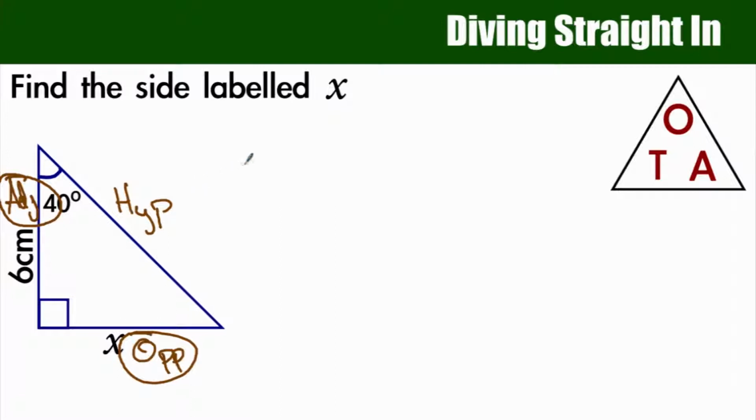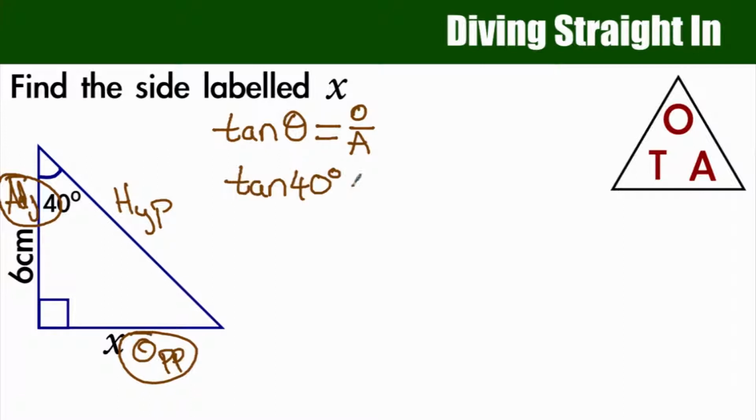So first of all, we want to put this into an equation. So if we write out tan theta, theta I'll be using to represent the angle, and you may find you use this during your exams. So tan theta equals the opposite over the adjacent. So let's fill in the information. So we've got tan, and the angle is 40 degrees, equals the opposite, which is x, divided by 6.